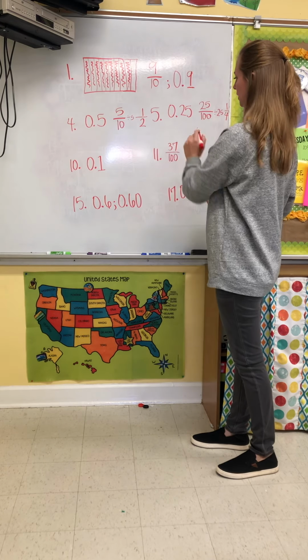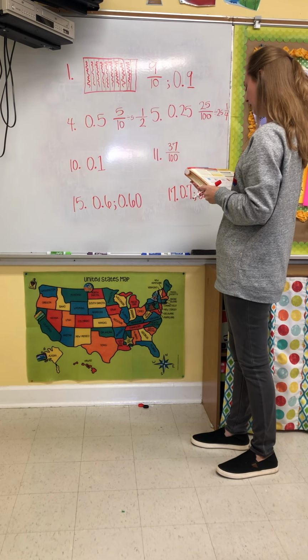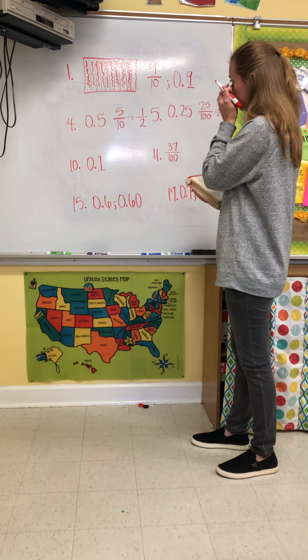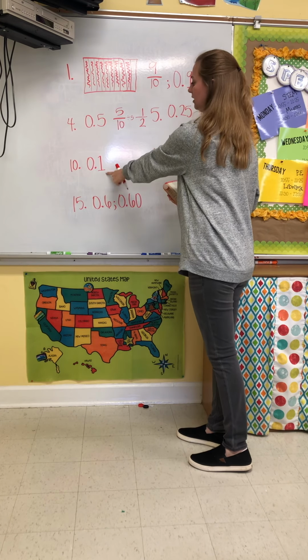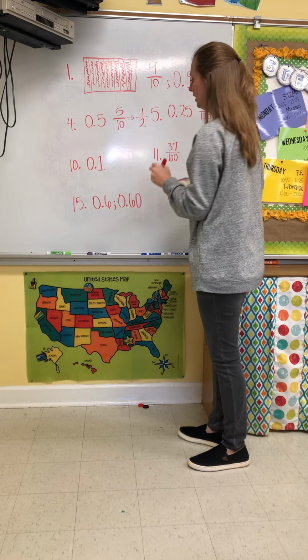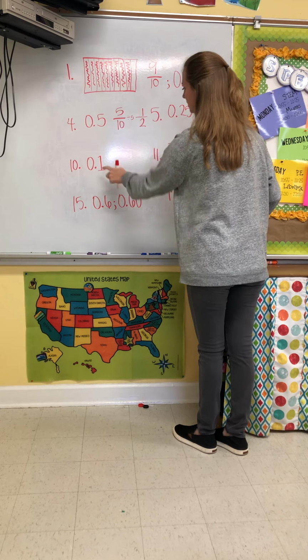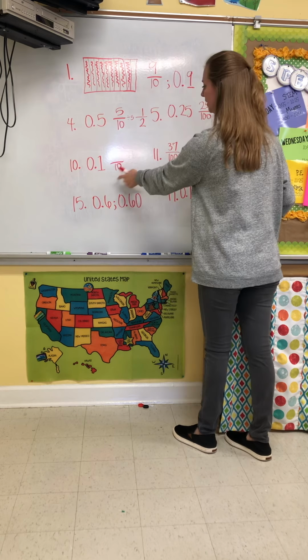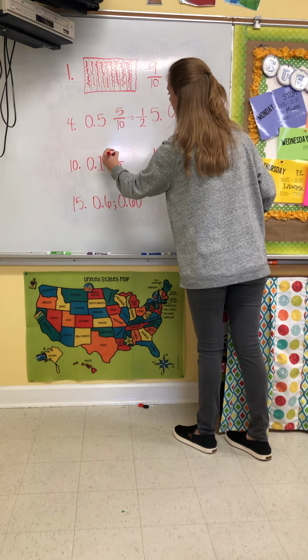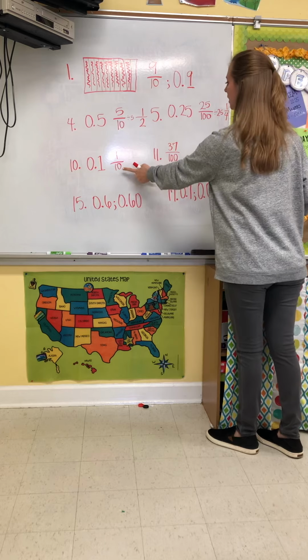We're going to go over 10 and 11. We have to write each as a fraction or a decimal. Since we have a decimal already, that tells me that for 10 we're going to write a fraction. The 1 is in our tenths spot, so the 10 is going to go on the bottom, and the 1 is in that spot, so that's going to go on top. So that's your answer for number 10.